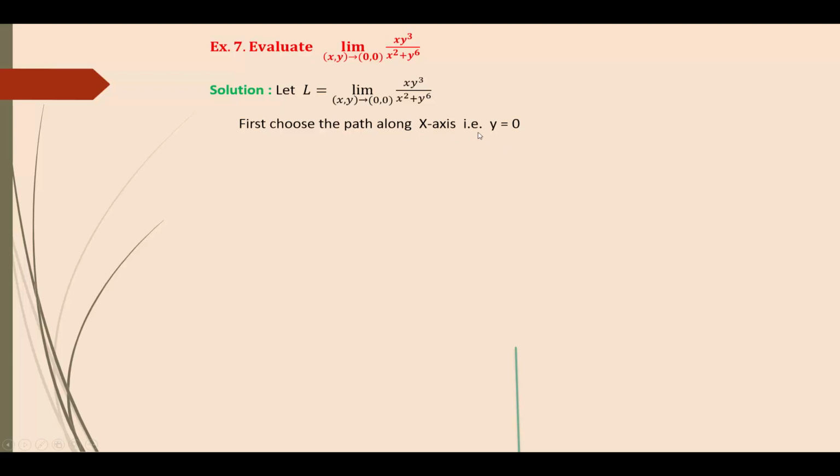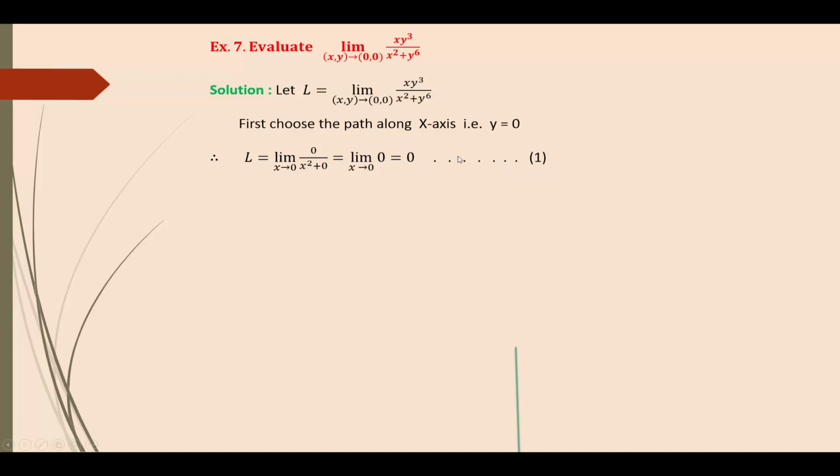So put the value of y 0 in this limit, so equal to limit as x tends to 0. Put y 0, so 0 into x is 0 upon x square plus 0. 0 upon any term is 0, and limit of 0 is 0. Denote this as equation number 1.